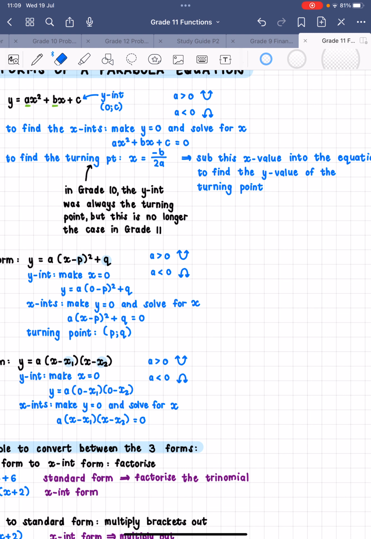Okay, the next heading, if you want to write it down, underneath where I wrote standard form is turning point form. But I'm not trying to rush you guys, don't worry.